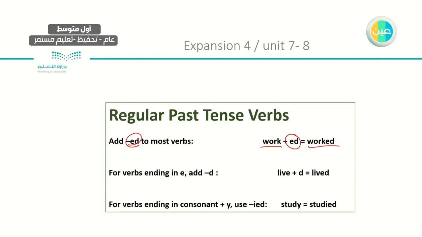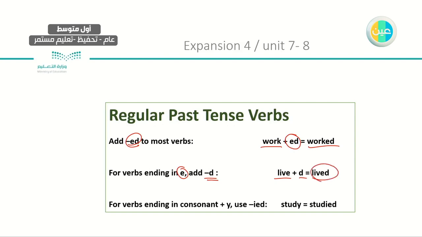For verbs ending in e, we just add d. So don't repeat ed when the verb ends in e. For example, live. Now the verb ends in e, so we just add d and it becomes lived.